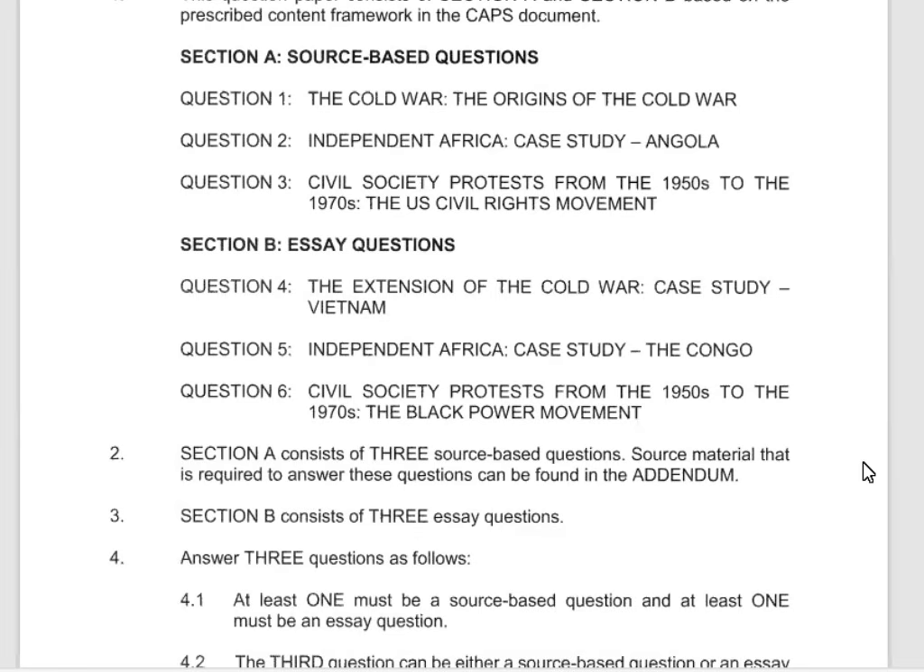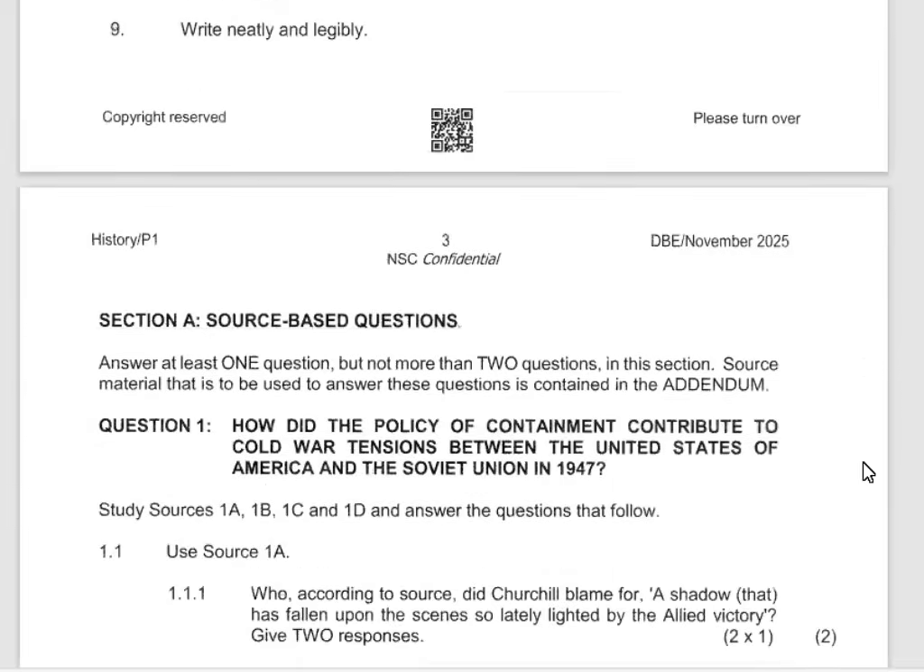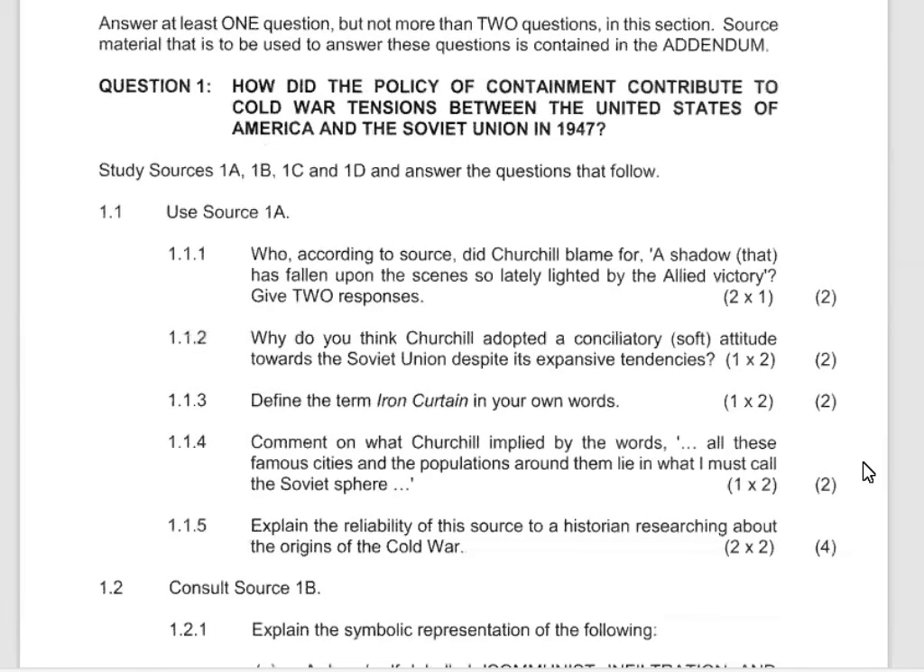And question number 5, independent Africa, which is a case study for the Congo. And lastly, we have the civil society protests from the 1950s to the 1970s. Our focus is the Black Power movement. Right, we go to our questions and we try to analyze our questions and try to relate the questions to the addendum, and also try to figure out the best possible responses.